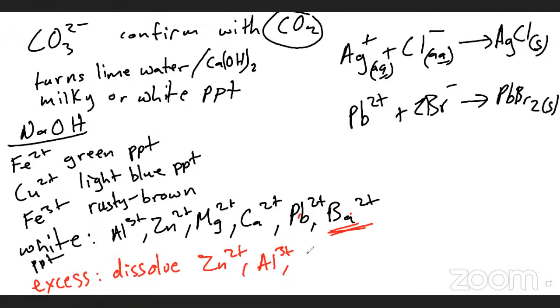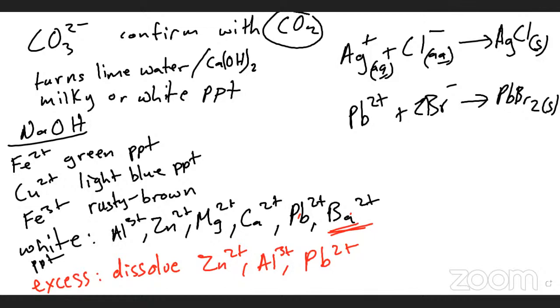or lead. All right. So with sodium hydroxide, when you add a few drops, once you get a precipitate, any of these ions are present. When you add it in excess, if it dissolves, it is zinc, aluminum, or lead. All right, just remember that once it dissolves in excess, it is zinc, aluminum, or lead.